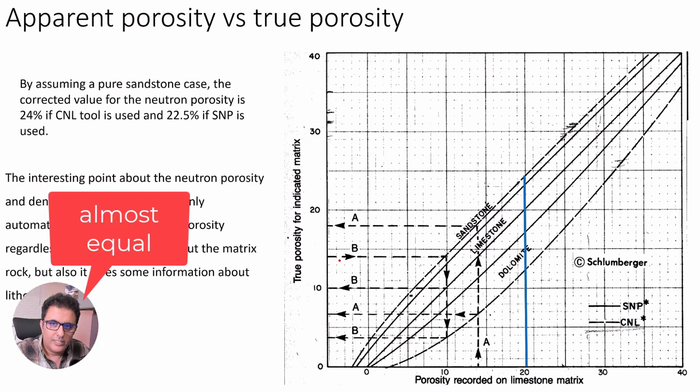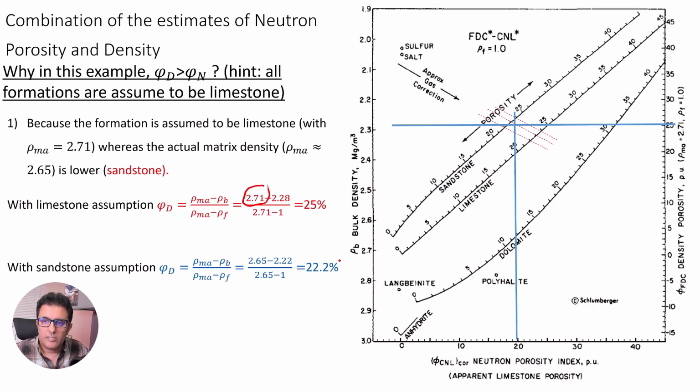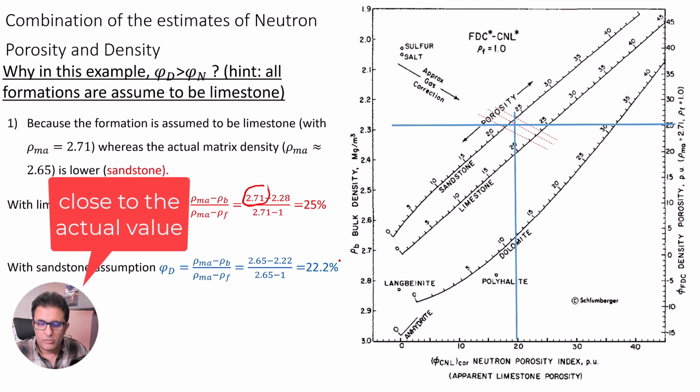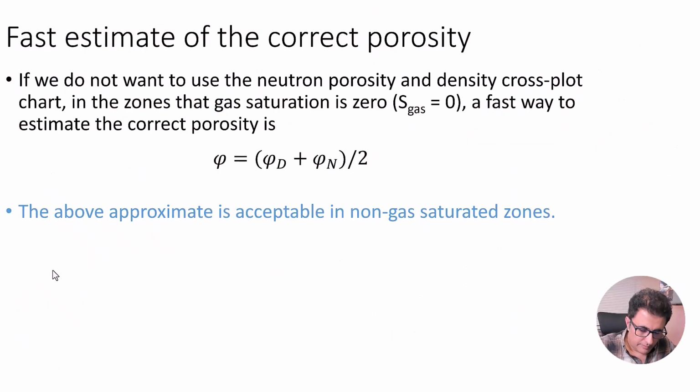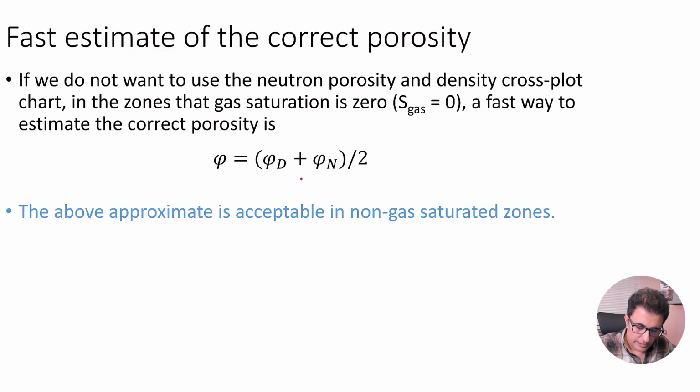But if we don't consider that, using this chart we were able to get some estimates of the porosity close to the actual values. Okay, guys. So if you don't have access to the chart, something that you can do simply is just calculate the average of phi n and phi d to get some estimate close to the actual porosity.